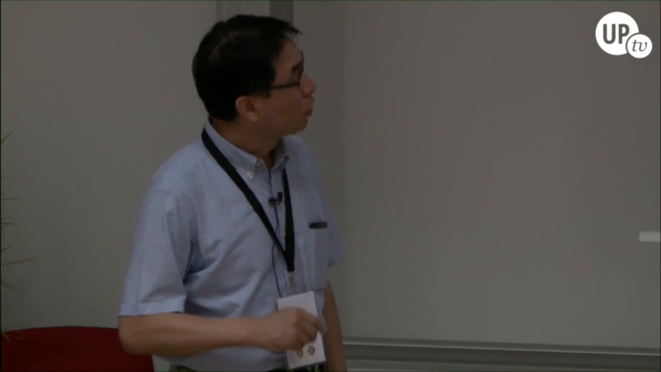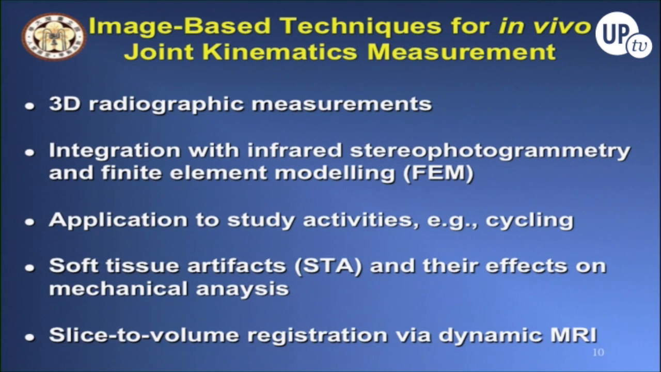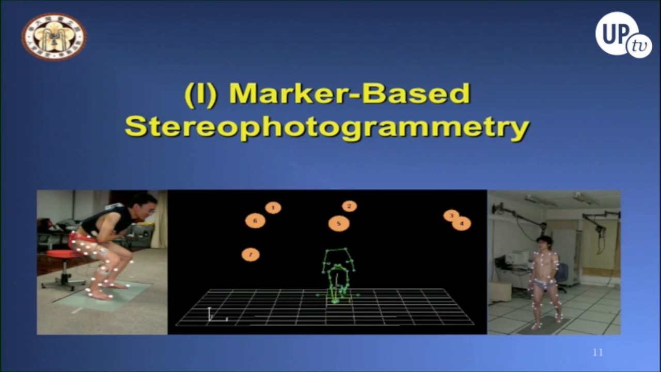So I'm going to show you how the soft tissue artifacts would affect the calculated mechanical variables during cycling. And in the end, all these methods will involve radiation dosage. So I'm going to introduce another new method we have developed in collaboration with the Siemens in Germany. It's called a sliced volume registration method, so that we can do dynamic 3D MRI.